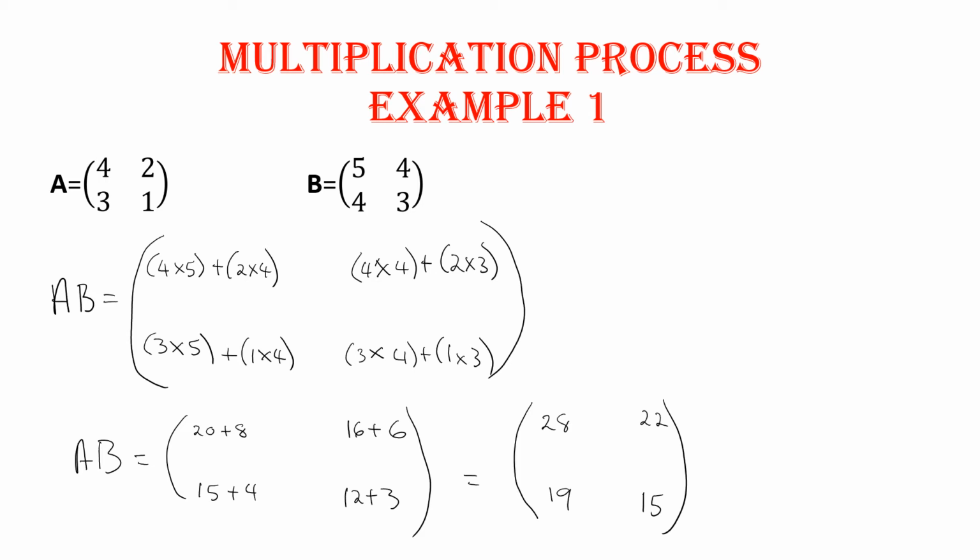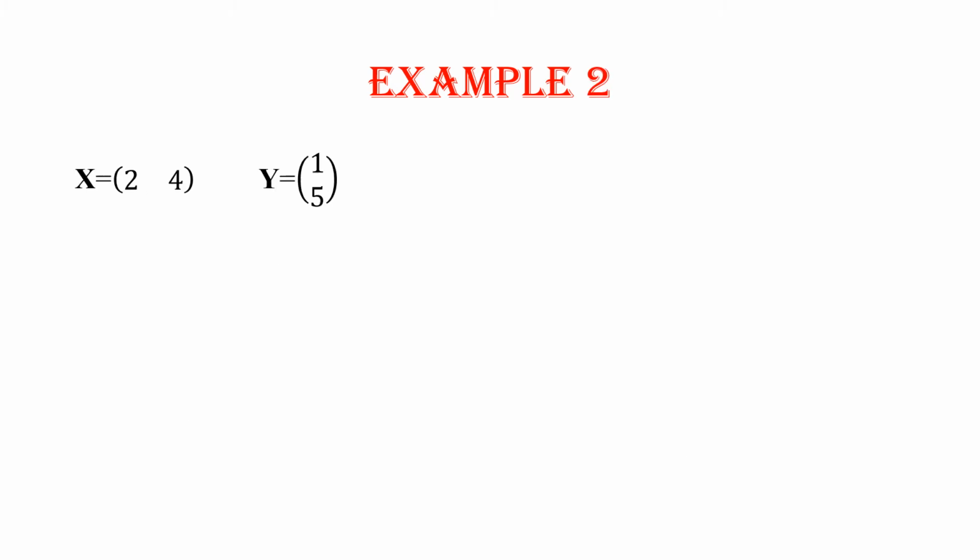You just need to understand the process. Row by column, row by column, column, row, and you'll get it. So this is the first example. Let's look at the second example.